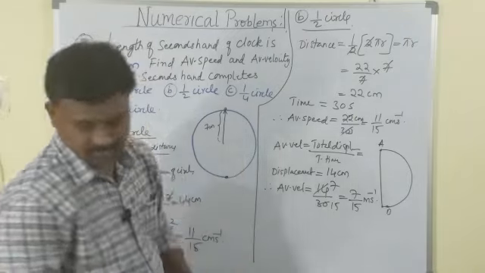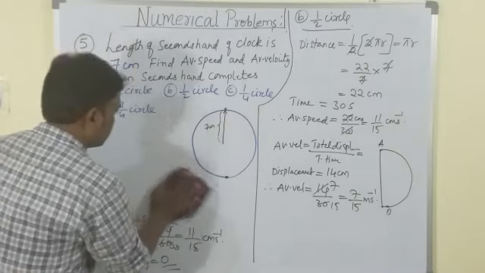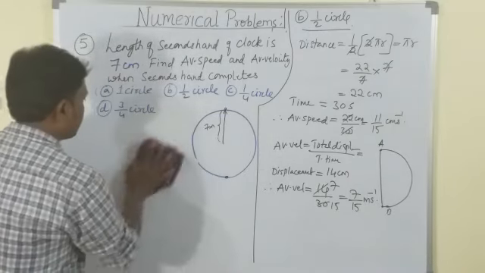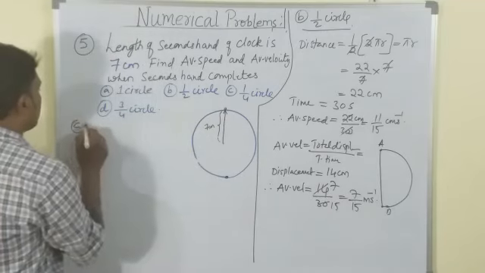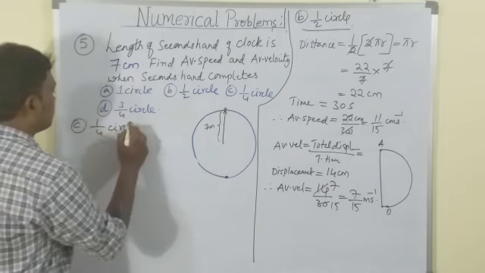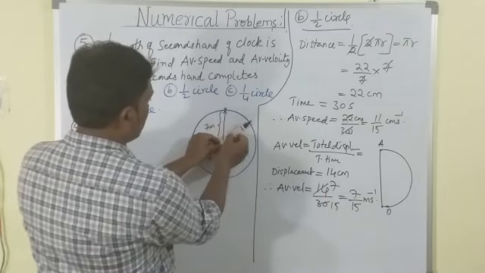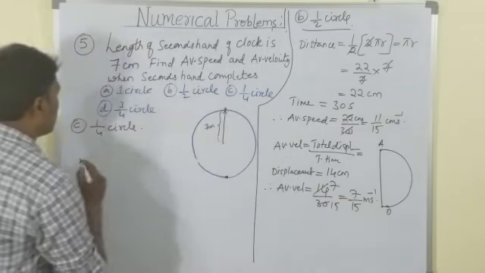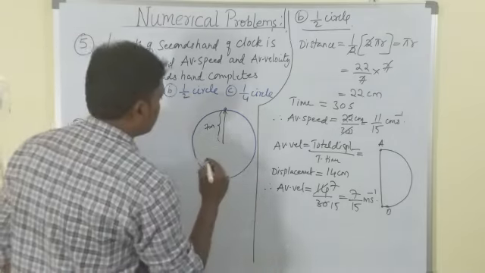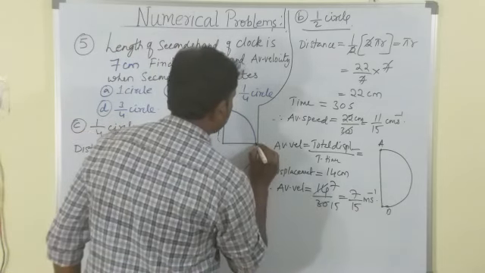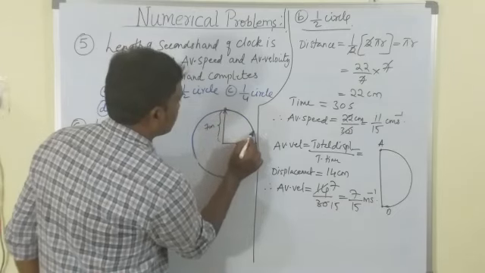Right. Now we'll go for the third case, that is quarter circle. 1/4 of a circle, that is, it starts from here and it reaches this particular point. Okay, so what is the distance here? Distance. So let us see. So it has reached here. Okay, and what is the distance, it starts coming from this part.